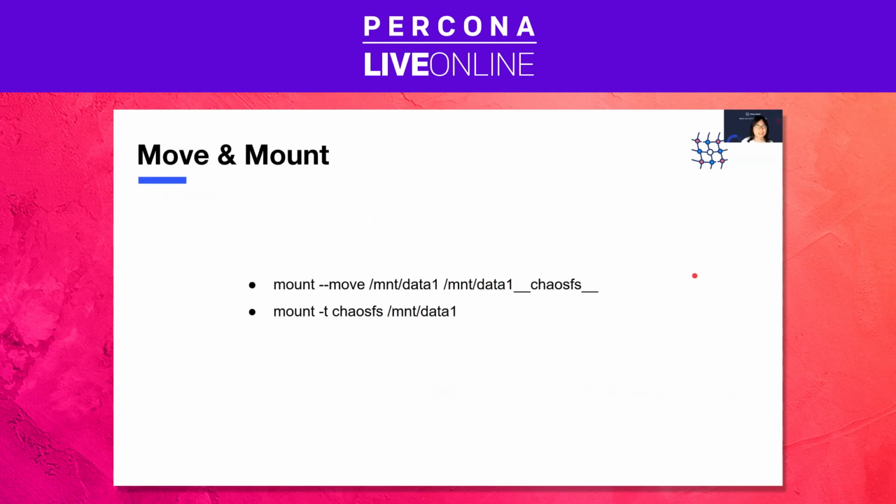After implementing this chaos file system, we move the original path to a new path with ChaosFS appended to it, and mount ChaosFS to the original path so that you do not need to modify the application in the container. The next time the application opens a file under this path, it will open the file in the chaos file system, and the data will be mirrored to the modified path.